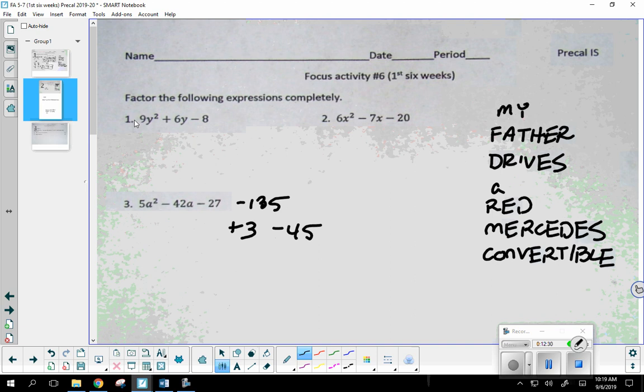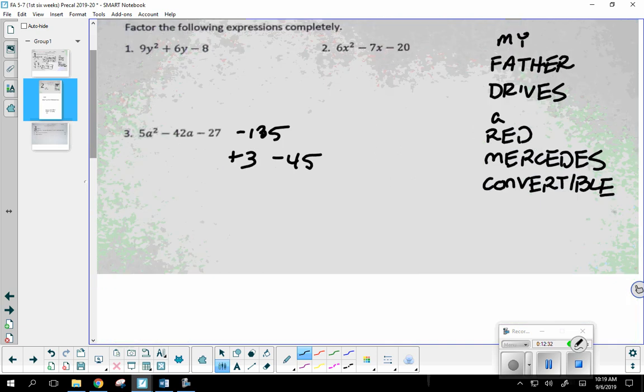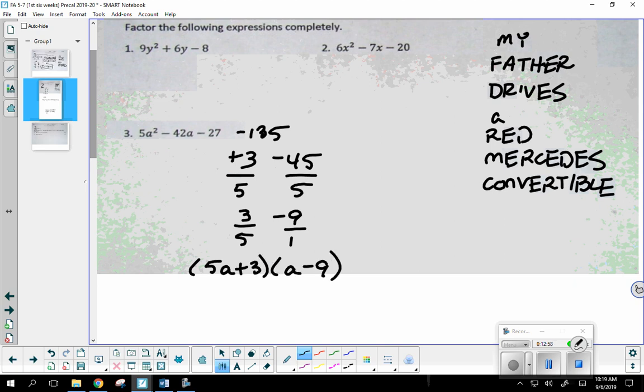All right. Now what? Okay, we're going to divide by 5. 3 fifths will not reduce. What if it does divide evenly? Remember, leave it over 1. Leave it as a fraction because we need those values to create my binomials. So this is negative 9 over 1. What are my two groups? 5a plus 3. And then 1a minus 9. Perfect. There we go.